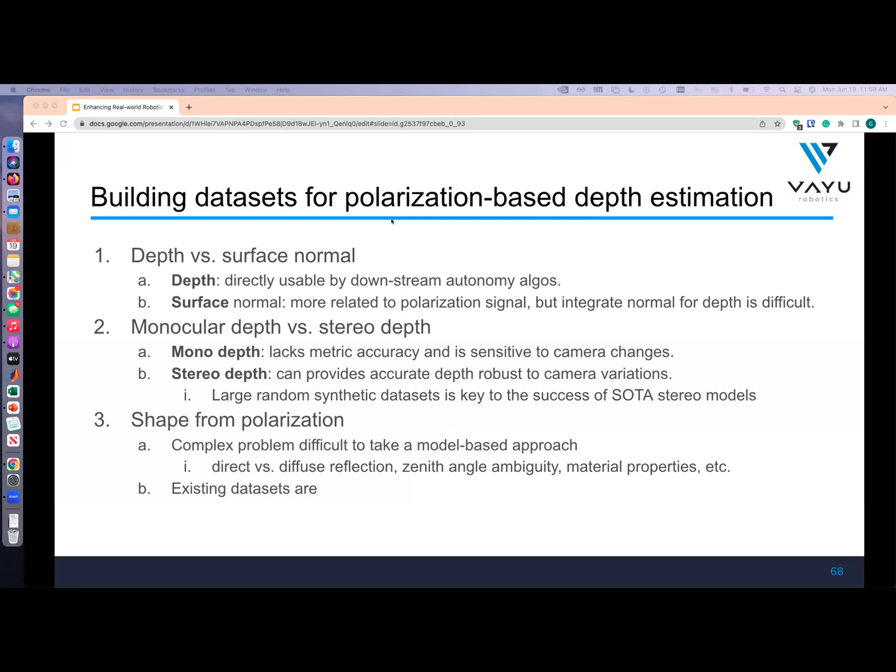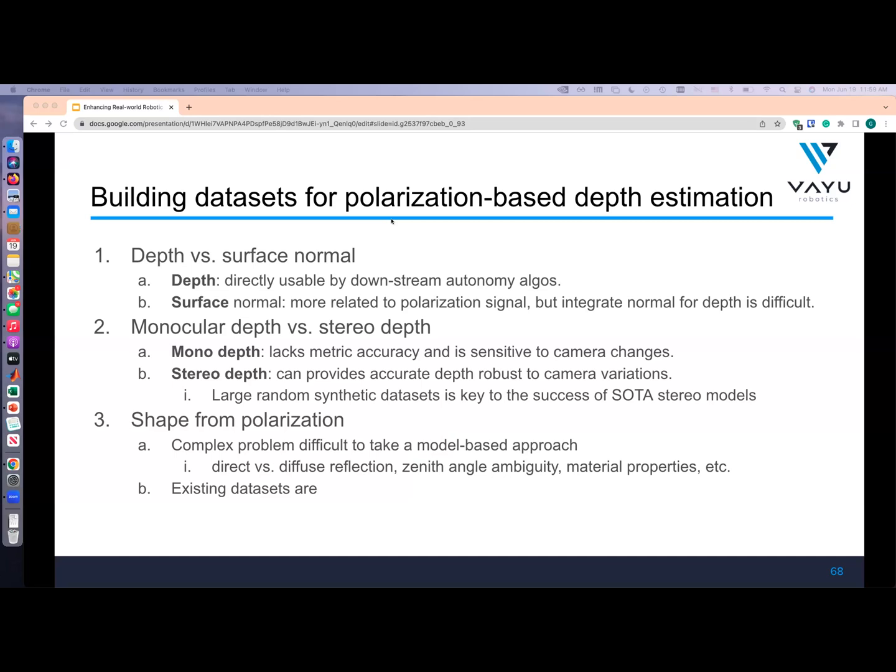And secondly, a lot of the SFP work we've seen so far is monocular depth based. However, like any other monocular depth network, it cannot provide metric accuracy, and a lot of the time it is very sensitive to the camera parameters. If you train on a certain camera, then the monocular depth method may not work that well if you swap the camera at testing time. On the other hand, stereo depth provides more accurate depth, and it's also pretty robust to camera variation because at the end of the day, stereo is just doing the matching along the epipolar line.